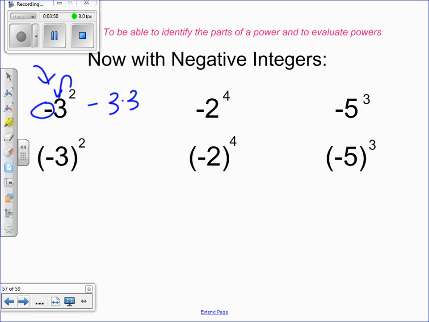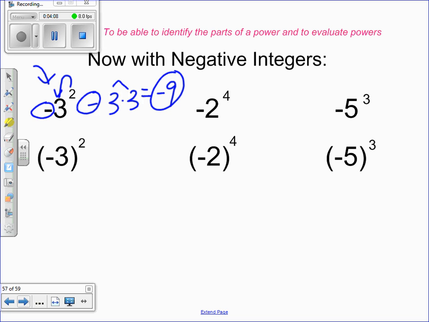All right, so we can view this as negative 3 times positive 3, or we can view it as negative 1 times 3 times 3. Either way, we'll get the same answer. So I'm going to do my 3 times 3, which is 9, times a negative 1, which is negative 9. Oh, negative 9. Not super happy about that.